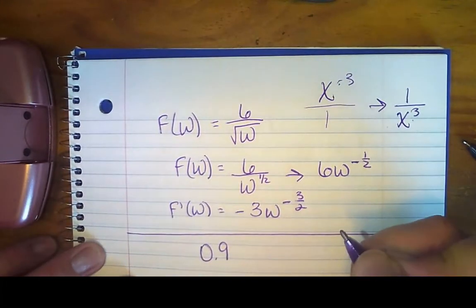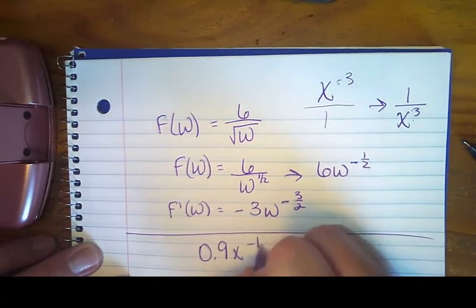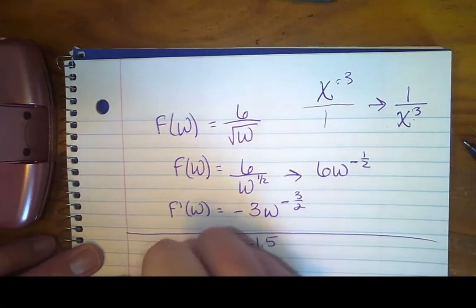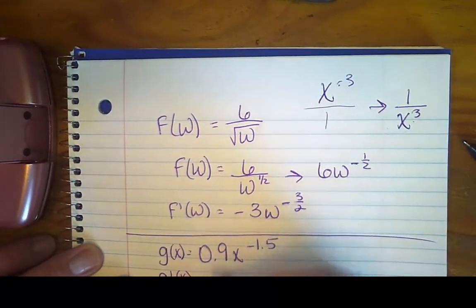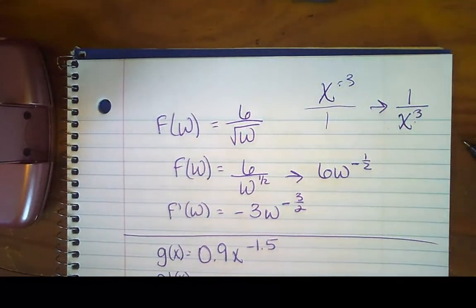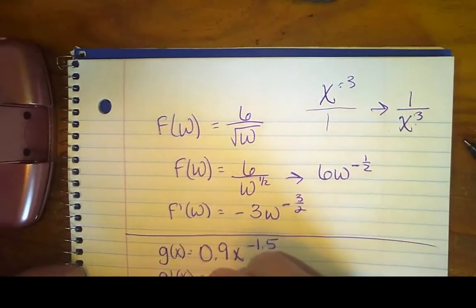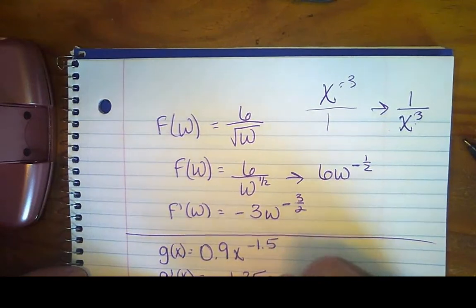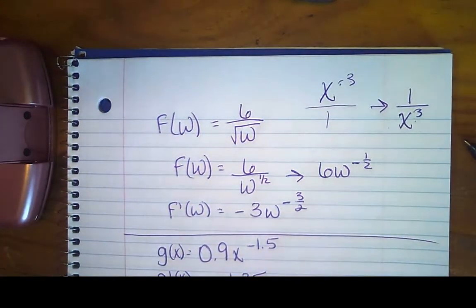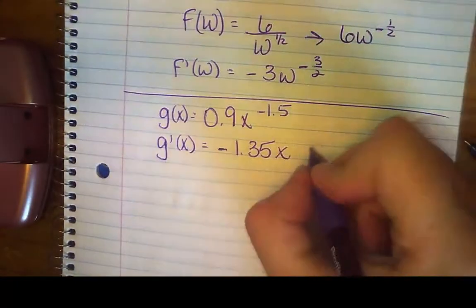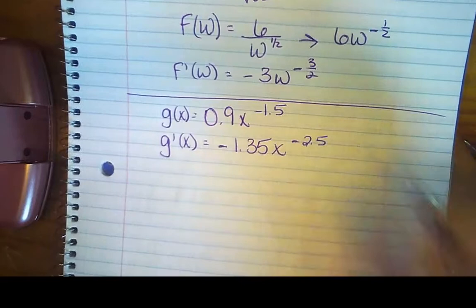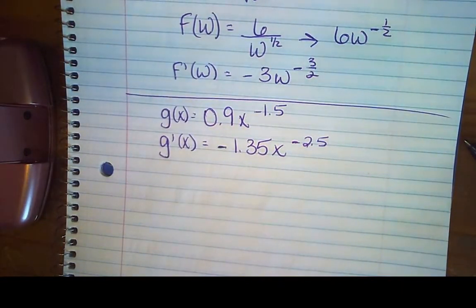So I've got a 0.9 x to the negative 1.5. And I want to take this derivative. So he's already set up and ready for me to go. So I'm going to drop my exponent out front and multiply. So a negative 1.5 times 0.9 is going to give me a negative 1.35. X to the, and a negative 1.5 minus 1 is going to be a negative 2.5. Okay?